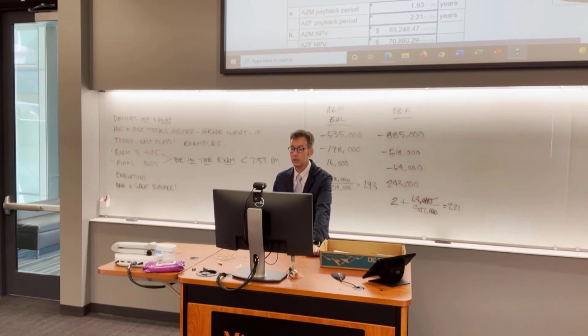NPV. And what should I put in? Yeah, 9. Enter. 9, enter. And what do I do next? Down, and then compute. Very good. I'm getting $83,248.47, which is what they get.